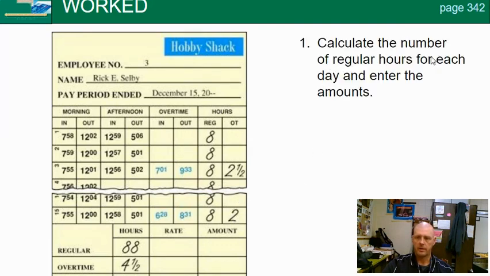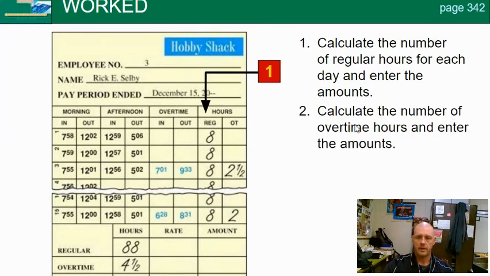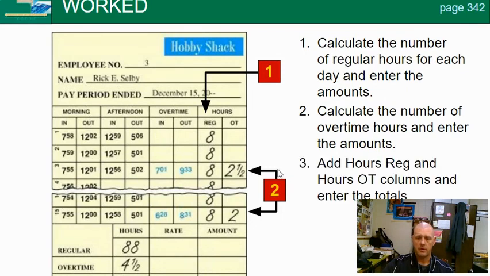So calculate the regular hours first. Calculate the number of overtime hours as it applies. Go ahead and add your overtime hours together. This person worked 88 regular hours, 4.5 hours of overtime. They worked a total of 92 hours that 2-week pay period.